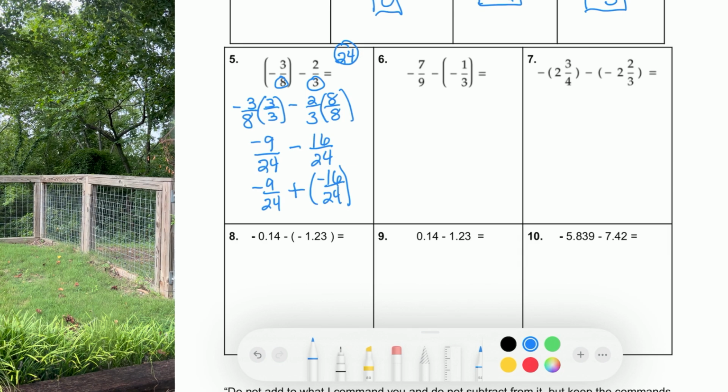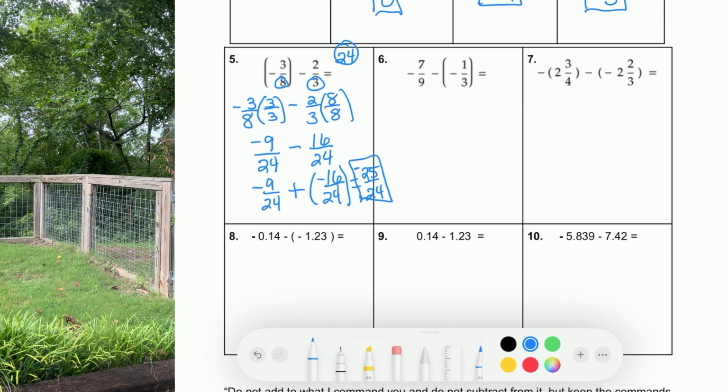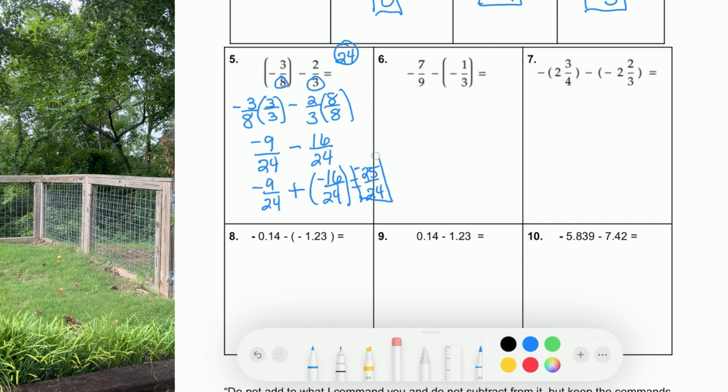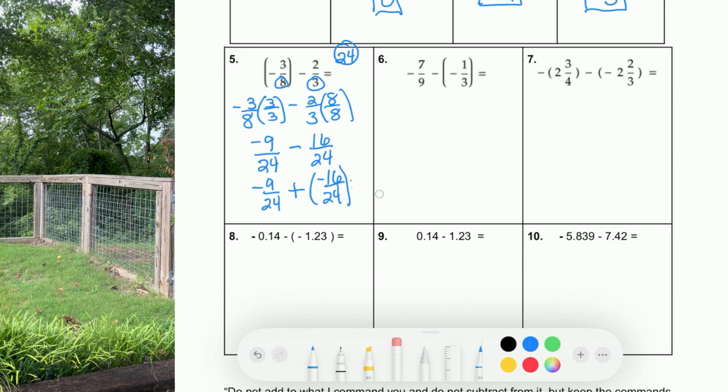Notice we have the same sign for both of them. So that means we're going to add them and keep the sign. 9 plus 16 is 25 over 24, and our number is negative. Hopefully you wrote a lot smaller than I just did so that you are not in the next box over. I'm going to erase the answer temporarily. Don't erase yours, I'm just erasing mine so it's not in the way for when we do the next problem.